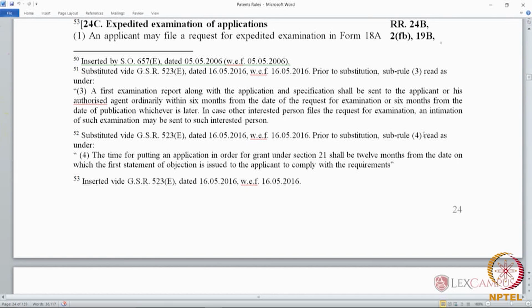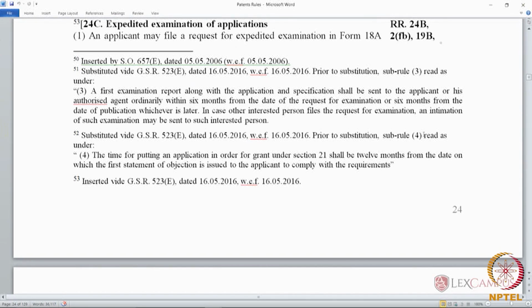Expedited examination is a special privilege that is allocated to two categories of applicants, which allows the applicant to fast track the examination of the application. Now let us see what those two categories are.